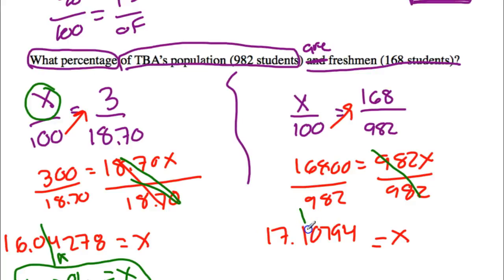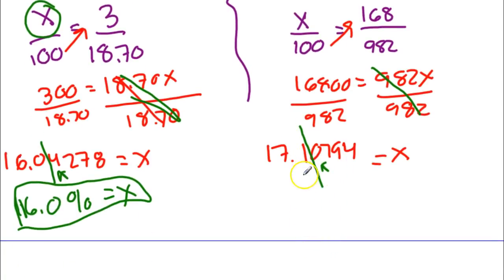Again, I draw my line right here. I look at this number. It's a 0. That's less than 5, so that means I keep this 1. So my answer is 17.1. And again, this is a percent. It's a percentage, so I have to write 17.1%.